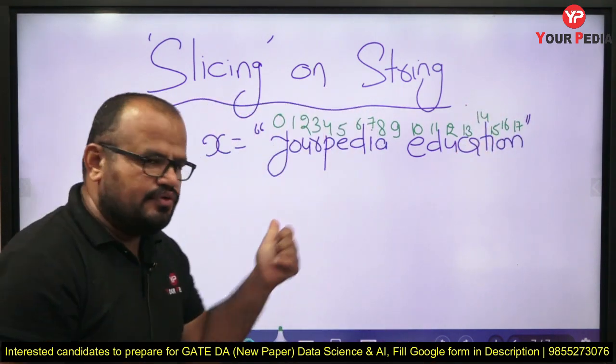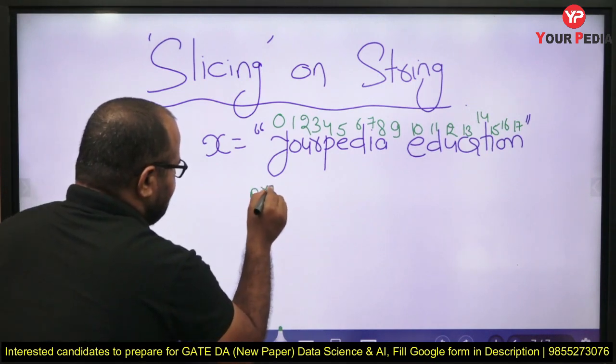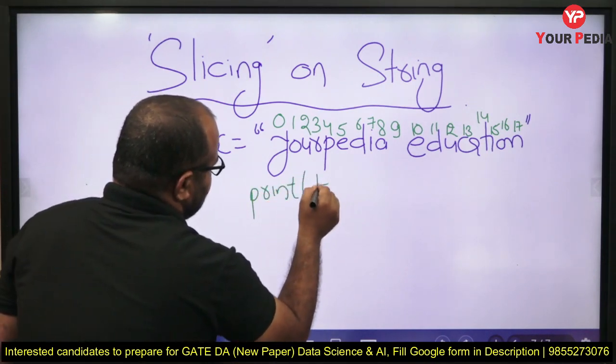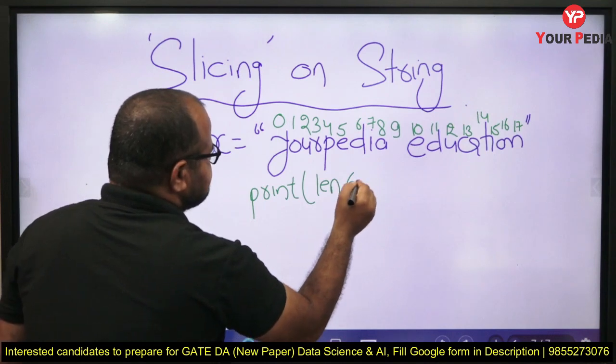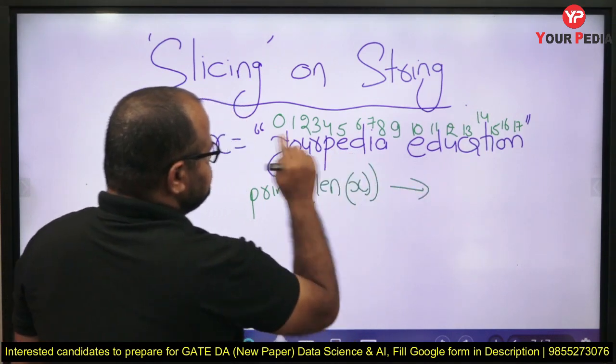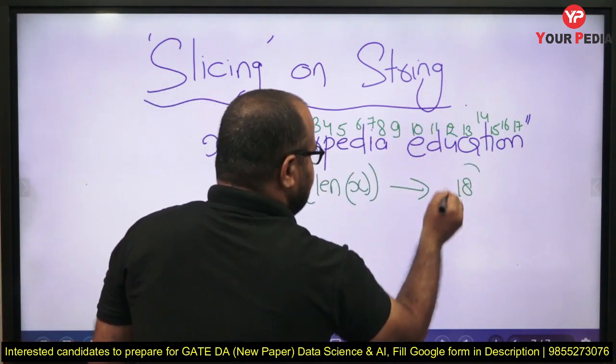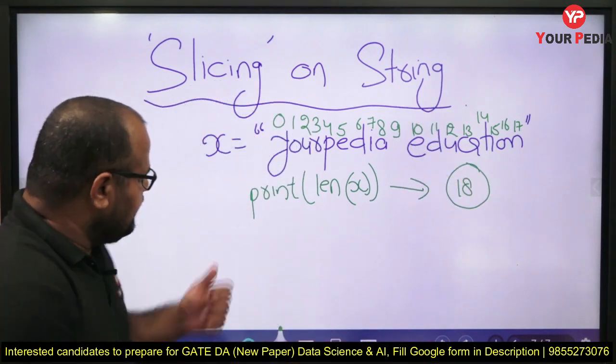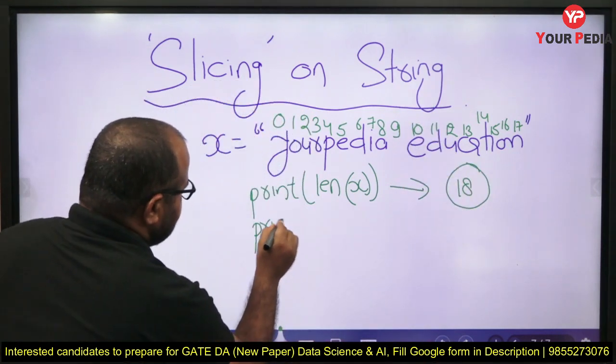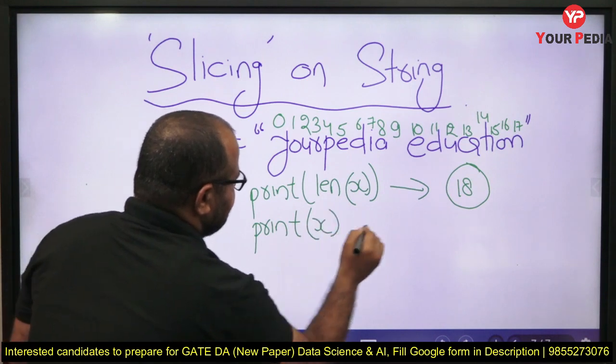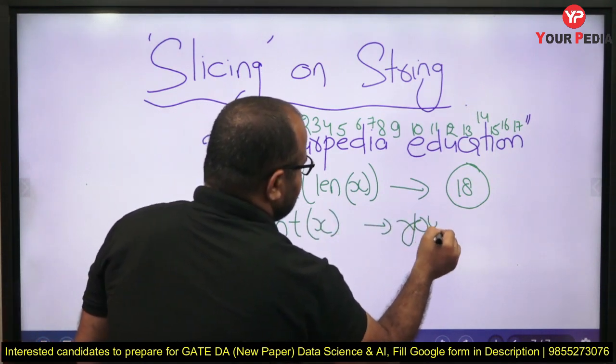If you write print the length of X, what is the output? From 0 to 17, the output is 18. If you write print X, it gives me the output YourPedia education.